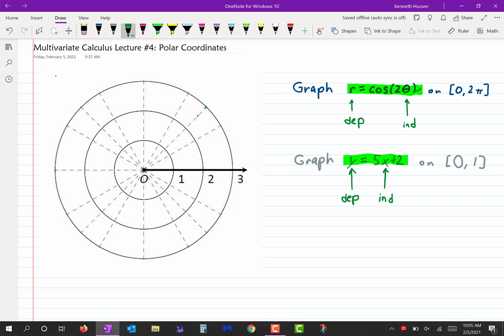Does x always have to be the independent variable and y the dependent variable? No, but usually it is. In polar coordinates, does theta have to be the independent variable and r the dependent variable? No, but it usually is. Okay, now let's talk about the domain.